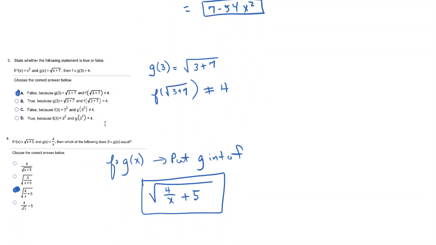State whether this is true or false: if f of x is x squared and g of x is the square root of x plus 7, then f of g of 3 is 4.